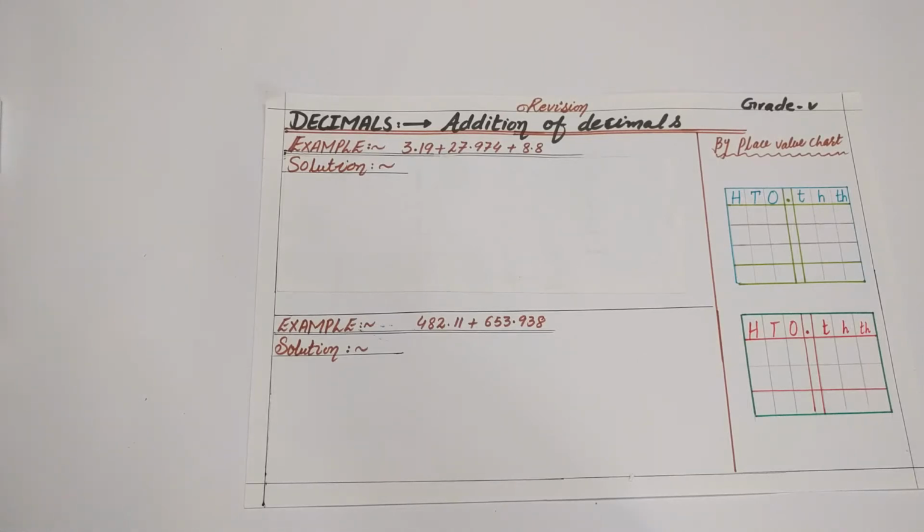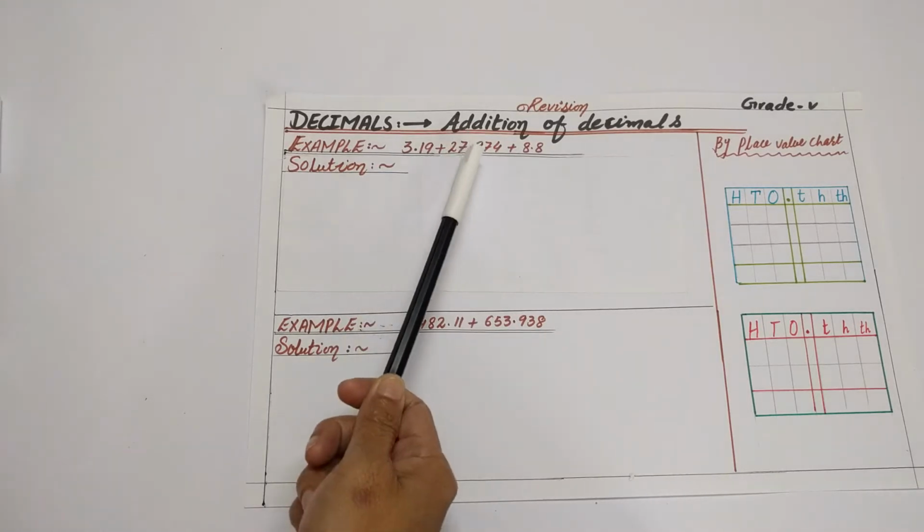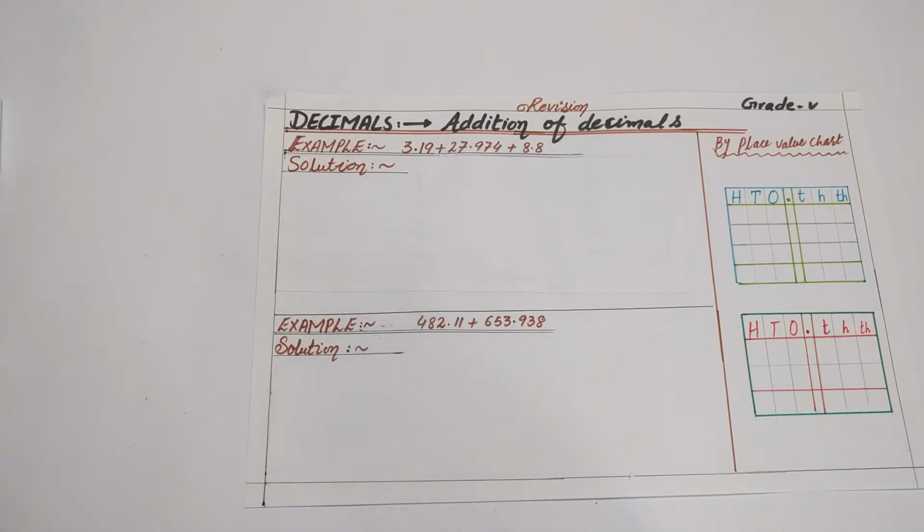How are you? As in the previous lecture, I have revised like and unlike decimals with the place value chart, and this will help you today for the next lecture. So let's start today's lecture. Our topic for revision today is addition of decimals. Let's start with the help of an example.